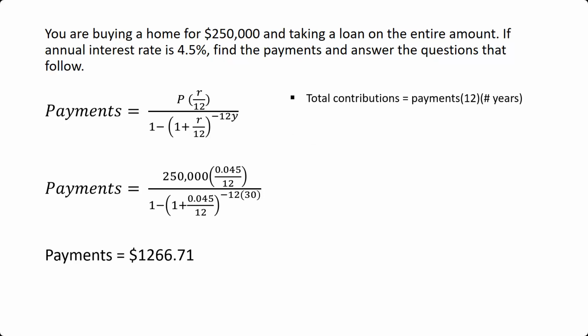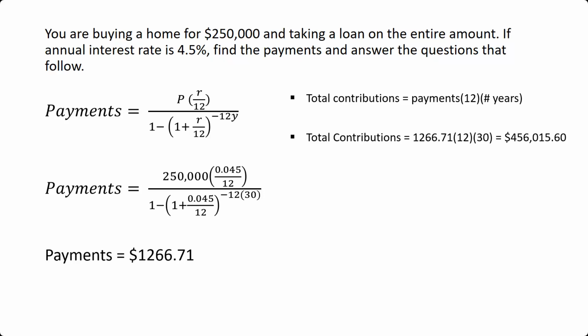To find total contributions, remember it's your payments, so the 1266, multiplied by 12 because the payments are monthly, and then times the number of years. That is the total amount that you're paying for the house. So total contributions: the 1266.71 times 12 times 30, $456,000 you're paying for that. Any questions on that?